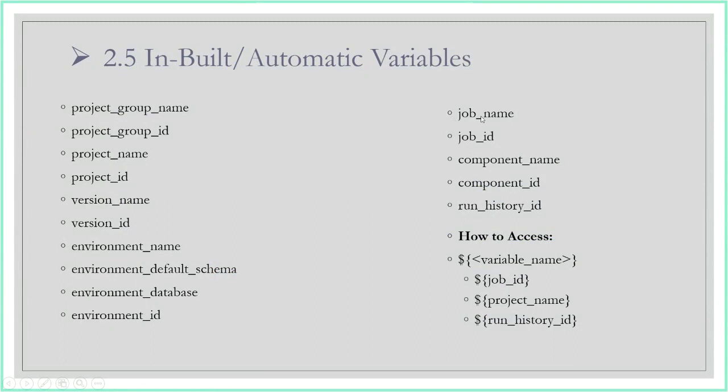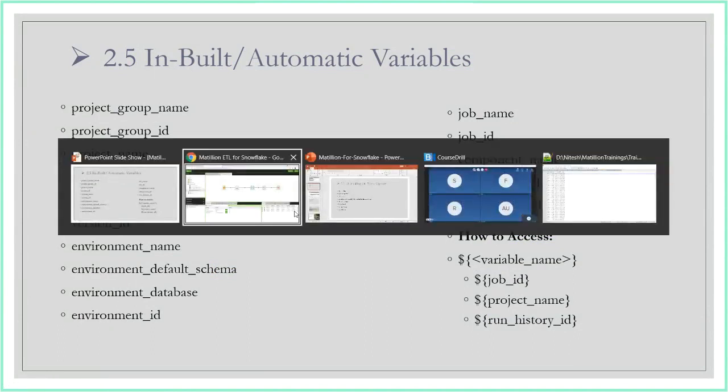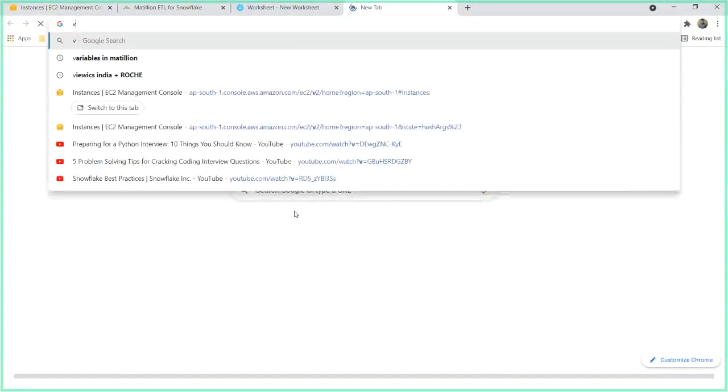Then the job name is obvious. So job name will contain the name of that particular job. The job ID will contain the ID of that particular job. Similarly we can get the component ID as well and the run history ID. So how can we access them? As we have seen earlier, dollar, open curly braces, variable name, and close curly braces. Like that we can access any variable in Matillion, and these are all internal variables within Matillion.